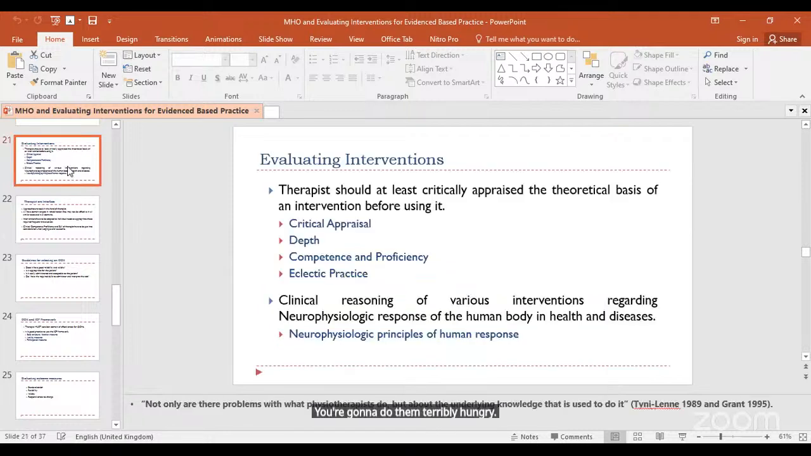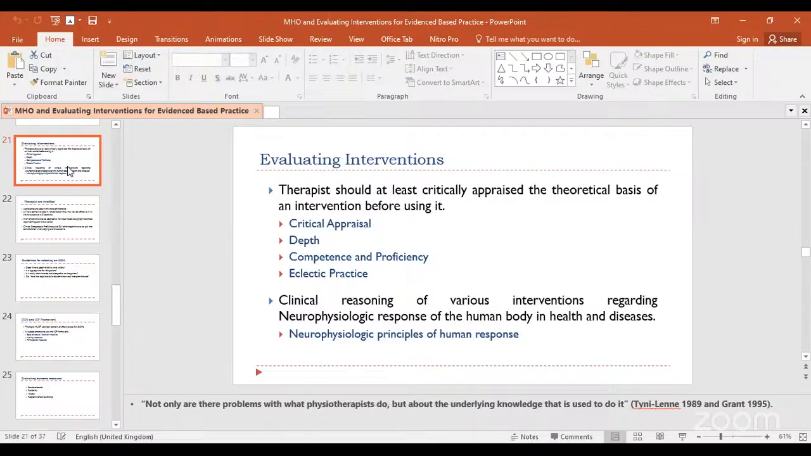So, evaluating interventions. Why do we use the outcome measure? Every intervention also can be appraised. Why do I use it? In what context do I use it? And how do I apply it? In what context does it work?